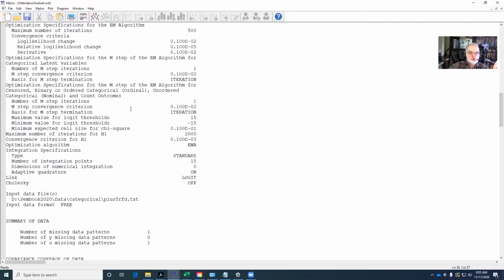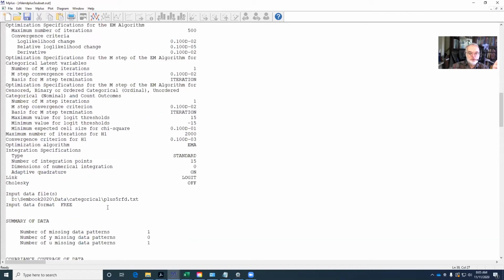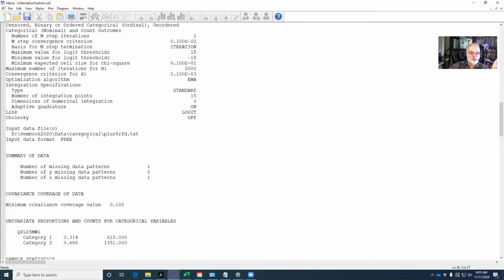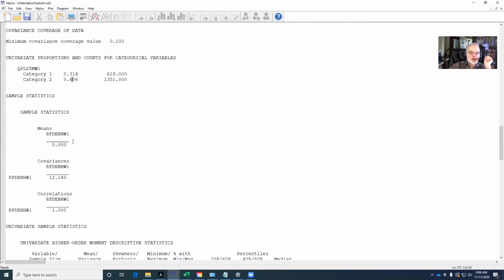So down here, this is all of the information about what we are doing. I can answer any questions you might have on it, but generally speaking, I don't look at this part of the printout. Down here, here's our categorical variable, and this is the data. This is not from your model. This is saying that in the data set, there's 618 students who didn't do 5 or more drinks in a sitting, and 1,351 who did, and these are the proportions.